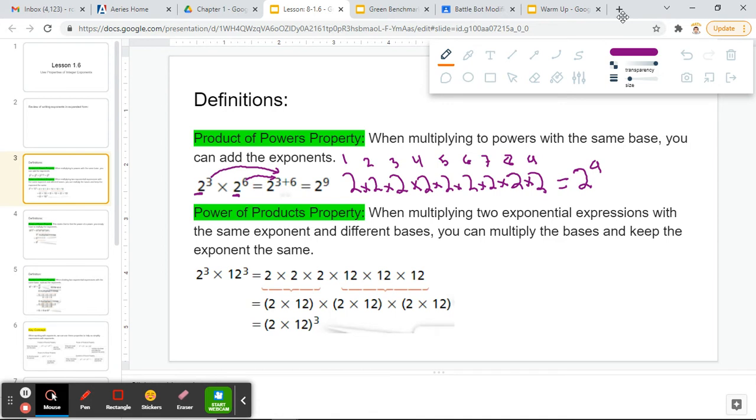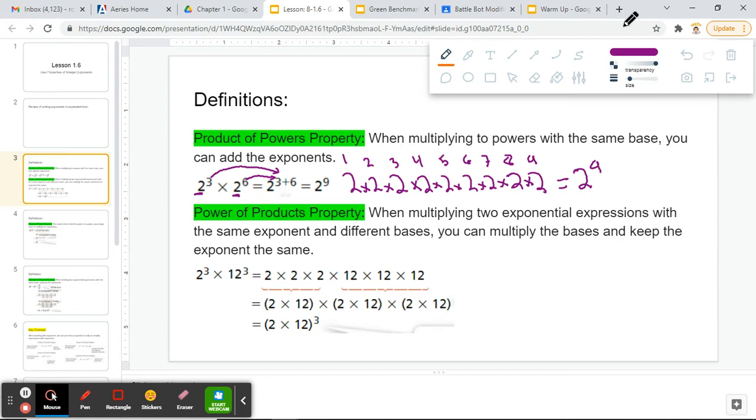Okay, the next one we have here is the power of products property. It's a little bit like the opposite here. Instead of product of powers, this is the power of products. When multiplying 2 exponential expressions with the same exponent and different bases, you can multiply the bases and keep the exponent the same.